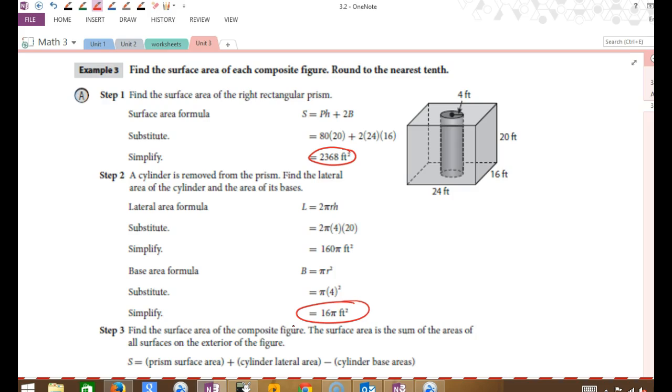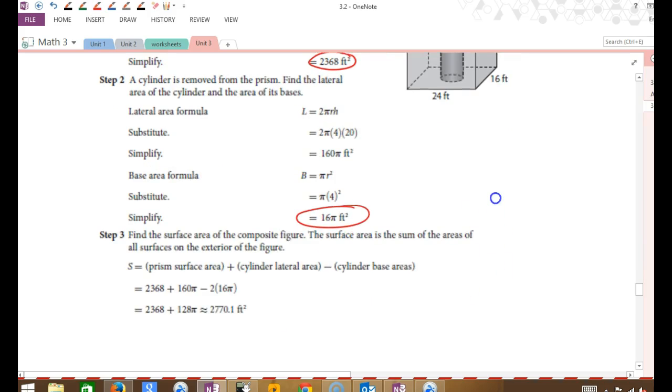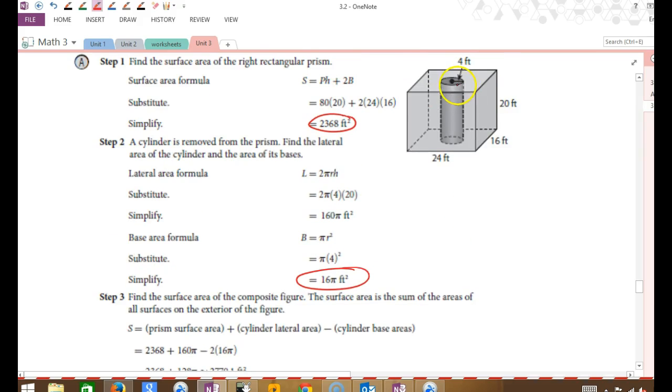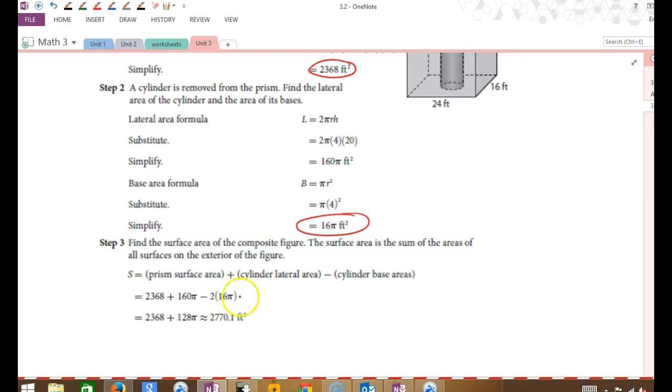Then, since they took out those two end pieces, those two bases, we're going to subtract the two bases. Since they were circular bases, that's pi r squared. Our radius of this little circle was 4, you guys see that up there in the little figure? 4 squared times pi is 16 pi, so they subtract that piece out. That one makes sense just by understanding how they did it.